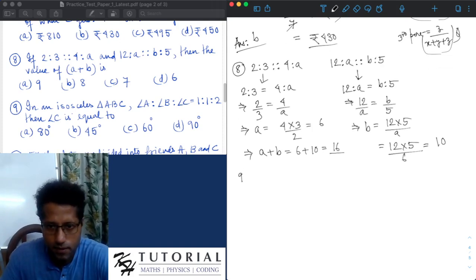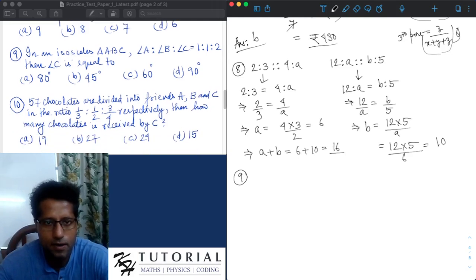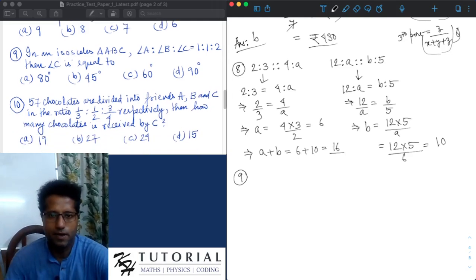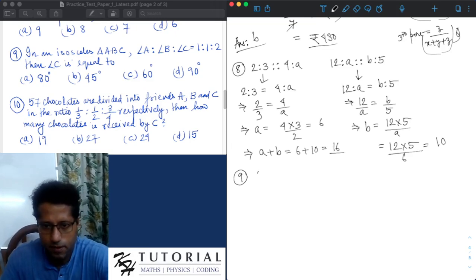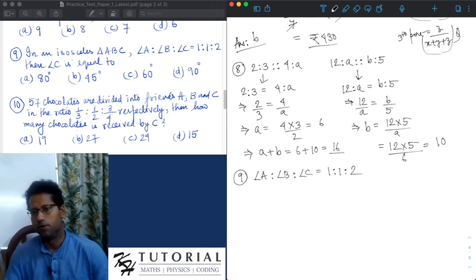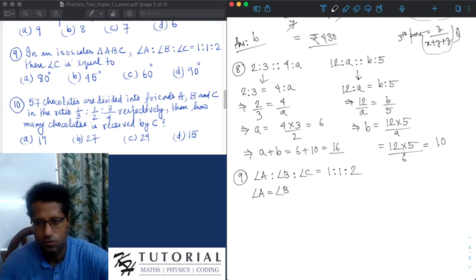Let's do question number 9. It says that in an isosceles triangle ABC, the ratio of the angles are given. That is, angle A is to angle B is to angle C is given 1 is to 1 is to 2. Then angle C is equal to what? So definitely from the ratio we can say that angle A is equal to angle B. So that is why it's an isosceles triangle.